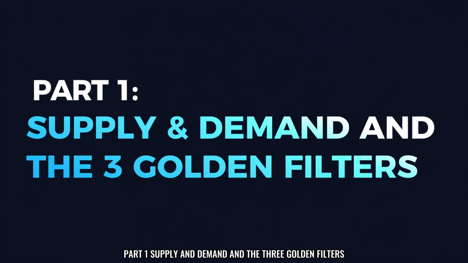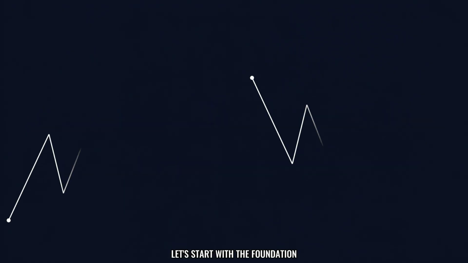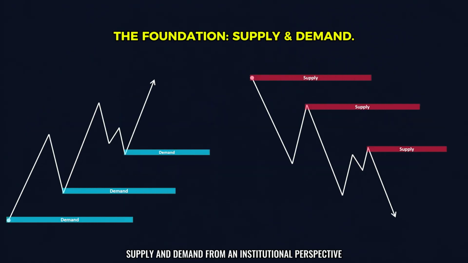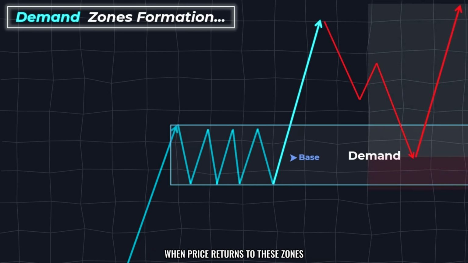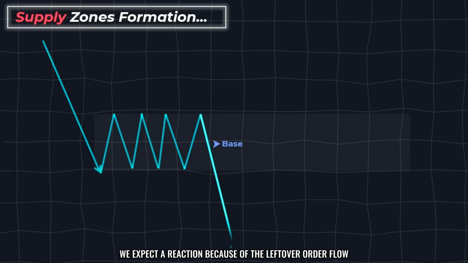Part 1. Supply and Demand and the 3 Golden Filters. Let's start with the foundation, supply and demand. From an institutional perspective, supply and demand zones are areas on the chart where large banks and algorithms placed significant orders in the past, causing the price to expand away aggressively. When price returns to these zones, we expect a reaction because of the leftover order flow.